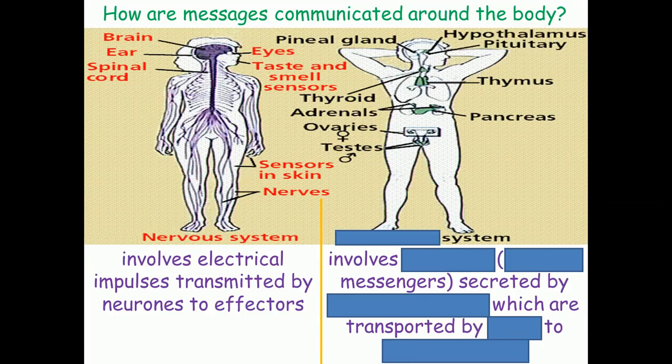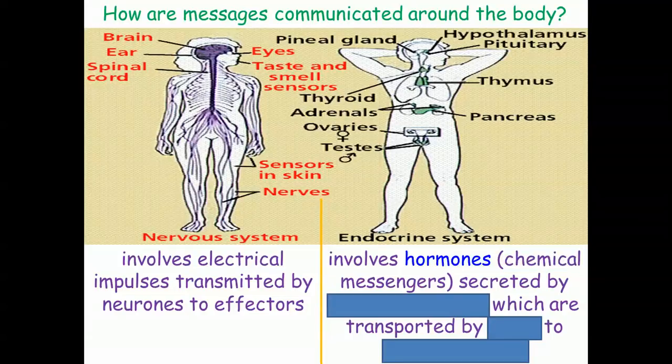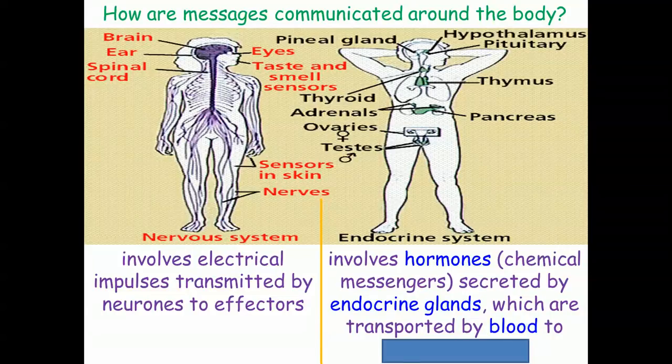Messages are communicated around the body using the nervous system, and this involves electrical impulses transmitted by neurons to effectors, as learned in a previous unit. However, there is a different method of communicating messages around the body, and this involves the endocrine system. Here, hormones, which are chemical messengers, are secreted by endocrine glands. The hormones are then transported by blood to the target organ, where they cause a change in the target organ.